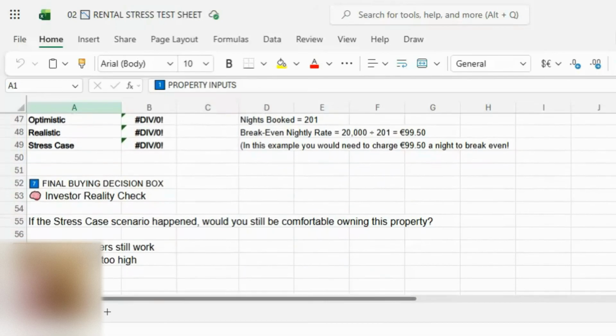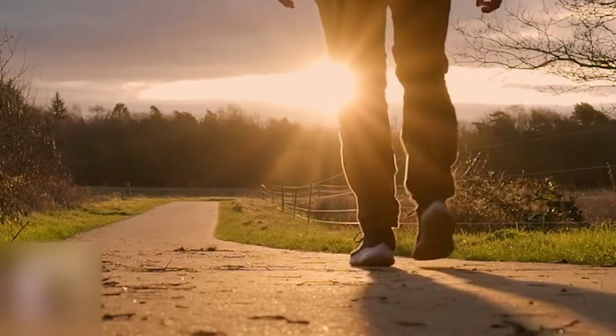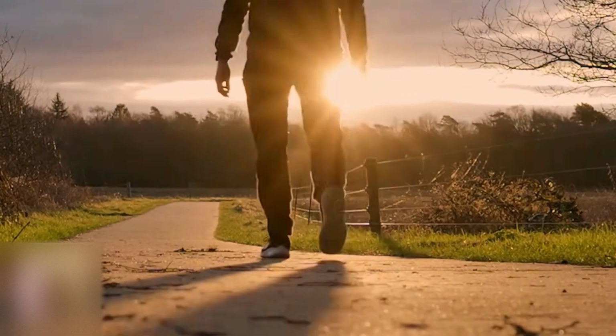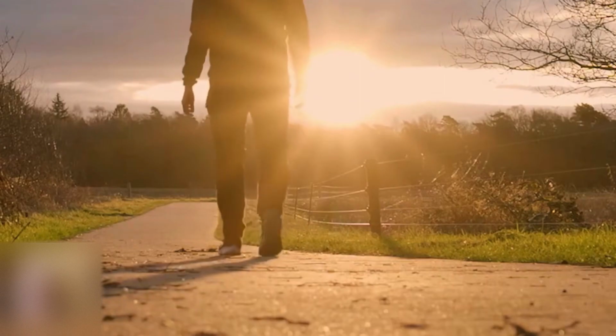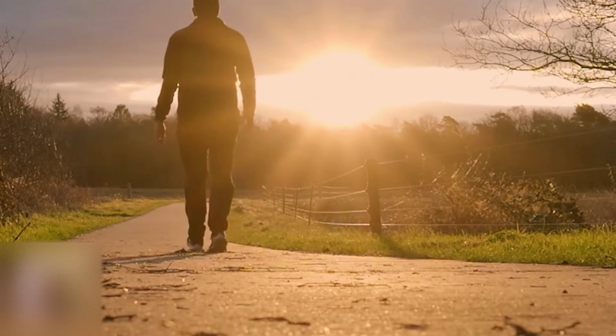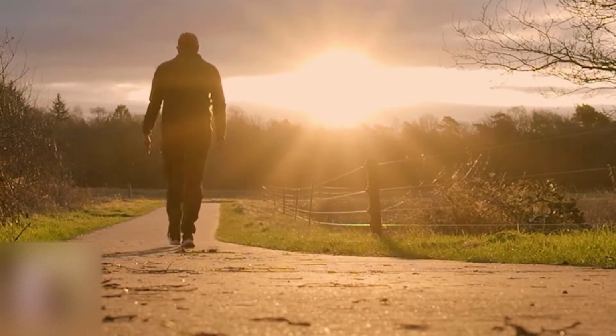I encourage people to test different scenarios. What happens if rental income drops by 10%, 20%, 30%, 50%? Can the property still work? And if the answer is yes, fantastic. And if not, you may need to reconsider your assumptions.